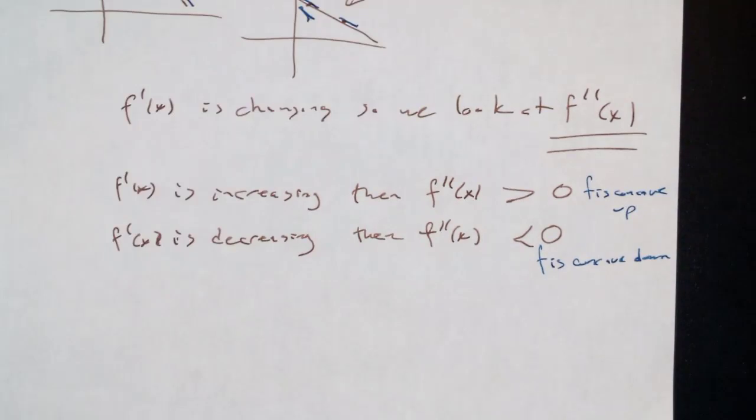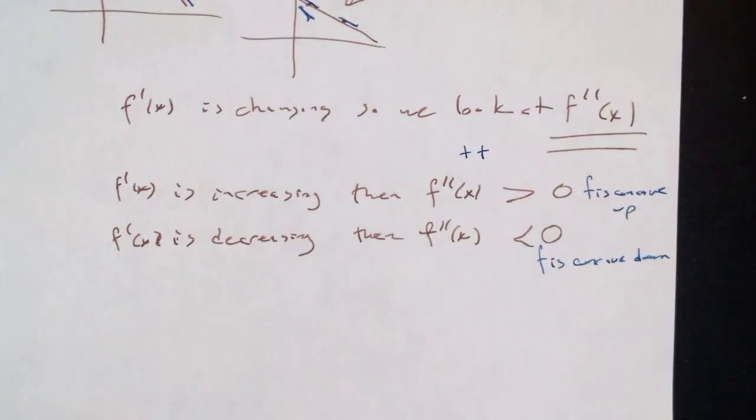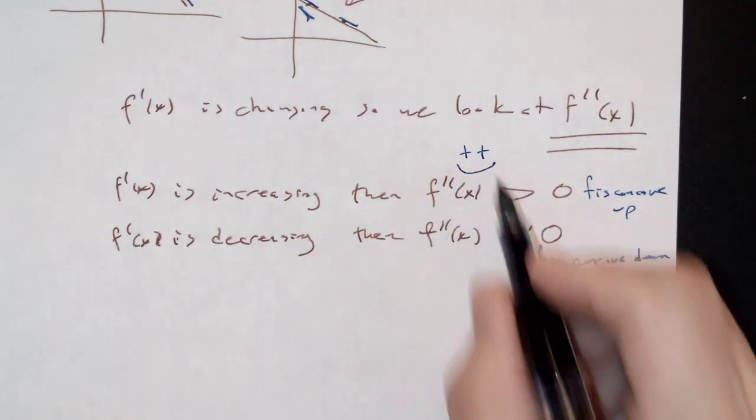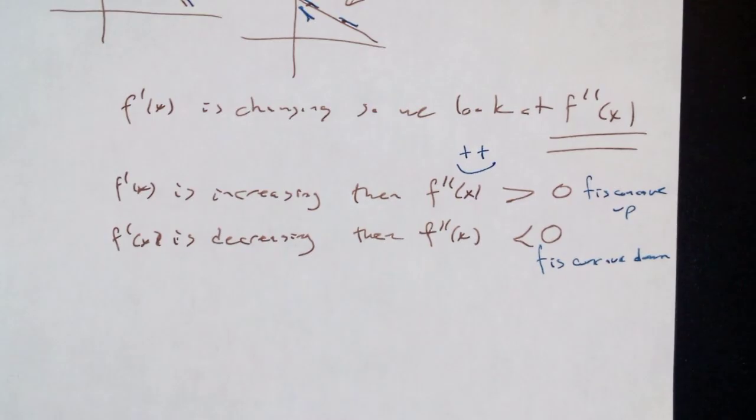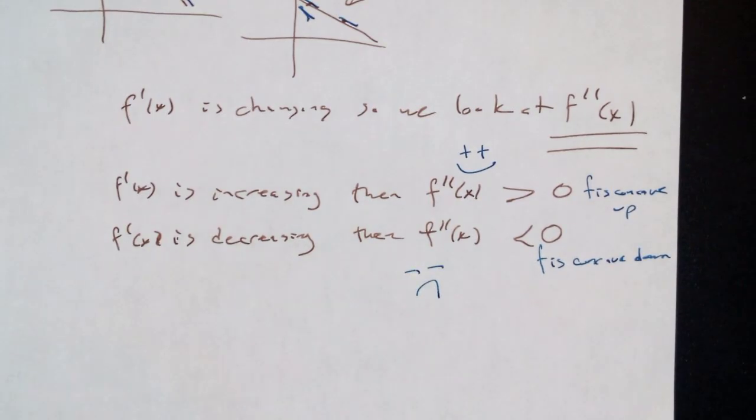I'm going to give you my favorite mnemonics in the entire universe. These memory tricks I learned 40 years ago. If my second derivative is positive, my graph is concave up. If my second derivative is negative, my graph is concave down.